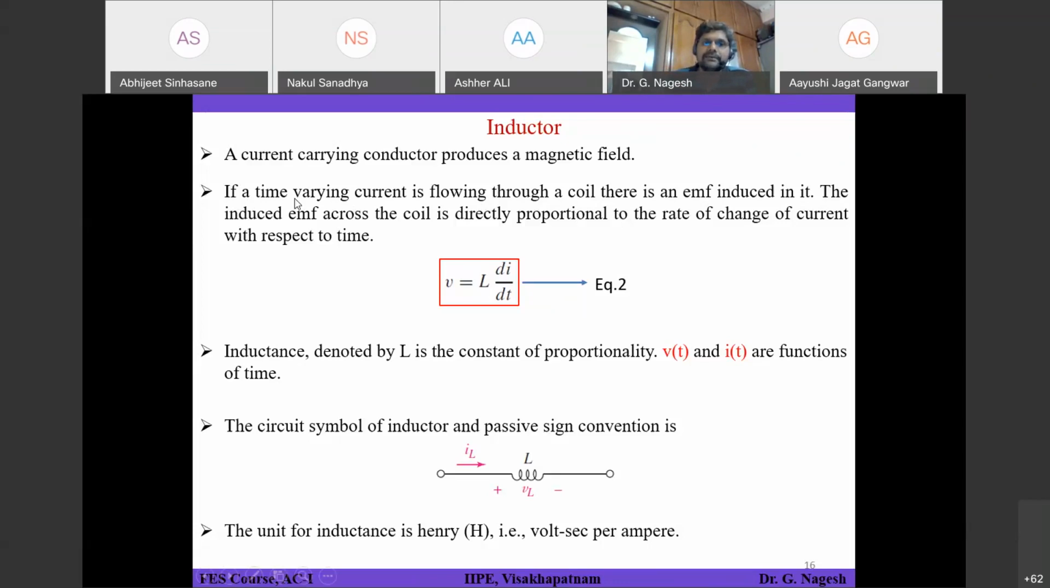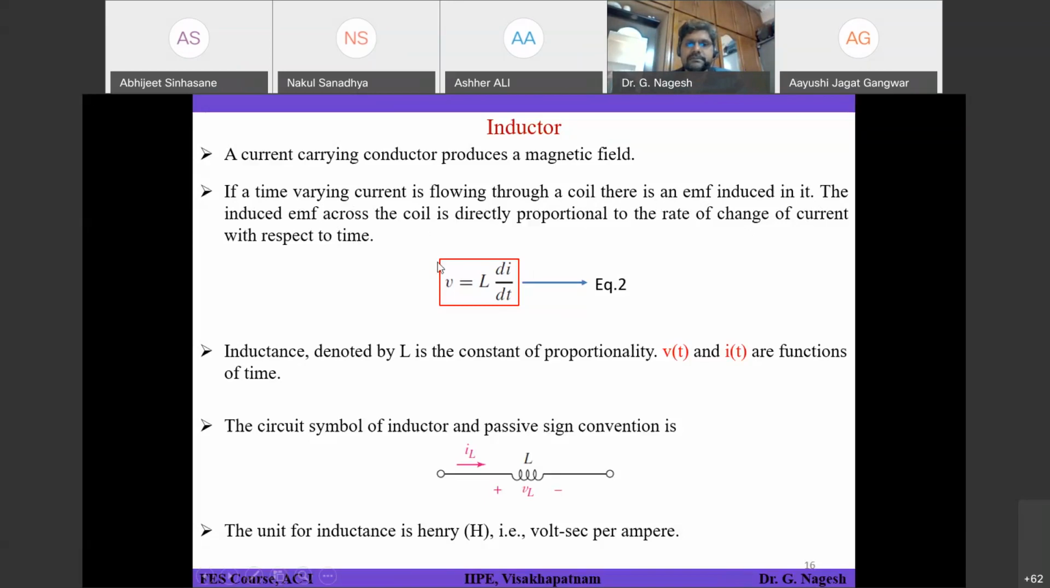If a time varying current is flowing through the coil, there is an EMF induced in it. That means across the coil terminals there will be a voltage developed. So if a sinusoidal current is made to flow through a coil, obviously a voltage will be generated across its terminals, and the induced voltage across the coil is directly proportional to the rate of change of current with respect to time.